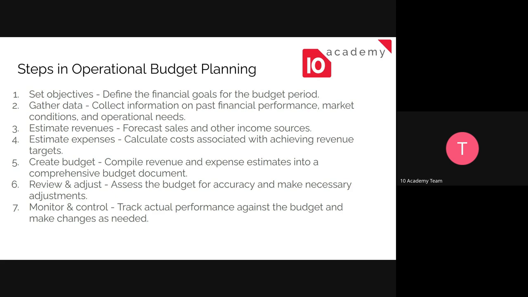Then you can calculate your budget based on these two. You compile your revenue and expense estimates into a comprehensive budget document. Of course, you need to include the contingency in the expenses, and also the capital expenditures and others. For the revenue, you include the income that you think you will get for this budget period. Then you create your budget, review and adjust it, assess the budget for accuracy, and make necessary adjustments. Monitor and control is the final part: track your financial performance against the budget and make changes as needed. You only need to do up to the fifth step, of course, but these are just nice to know.